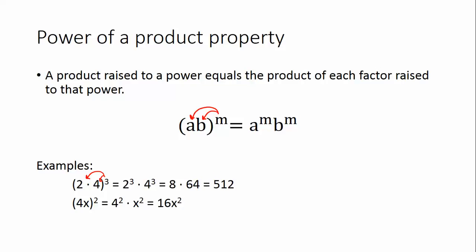You can also do it with variables when you have a coefficient. So if we have 4x in parentheses and it's all being squared, it means the 4 is being squared and the x is being squared. Well, 4 squared is 16. X squared is x squared, so the expression becomes 16x squared.